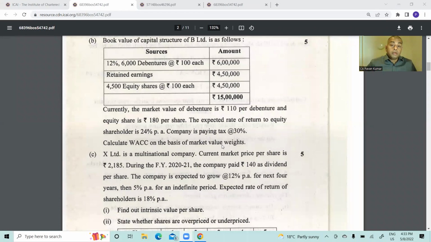And please keep it in mind, without practicing 3 RTPs, without seeing the question papers and suggested answers of the last 3 attempt exam question papers, don't go and write the exam. It is suicidal. That means you are asking ICAI to kill you.